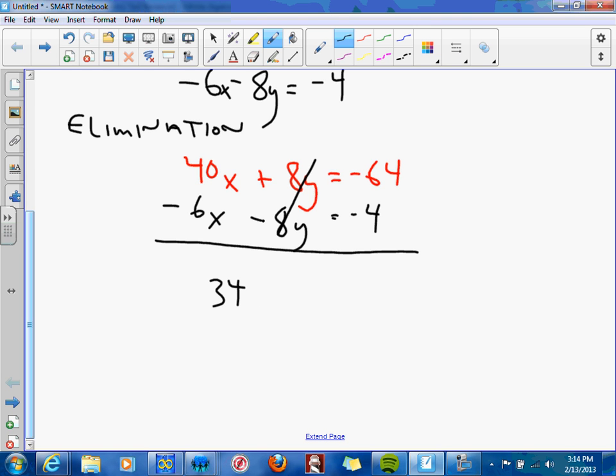34 positive x. And over here we get negative 68. The last step is to divide the 34 away from both sides. And what you get is that x is equal to negative 2. Your question?